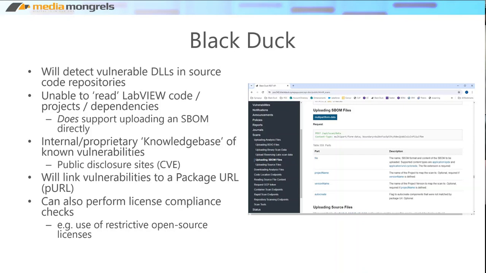They link vulnerabilities through something called a package URL, which is used for NuGet packages and things like that. There's a standardized specification for referencing those packages in a common way. And I touched on the license compliance checks.